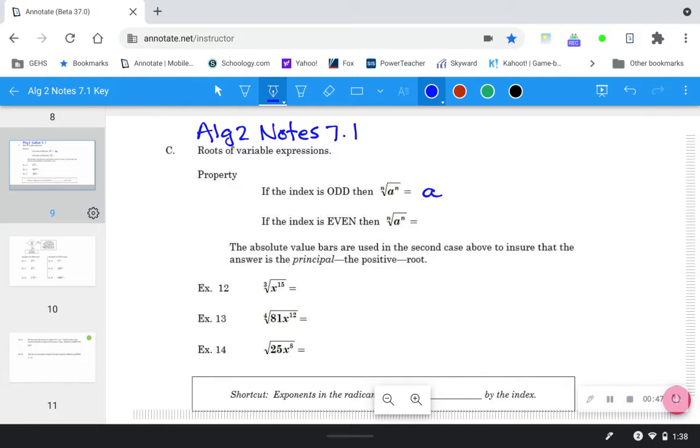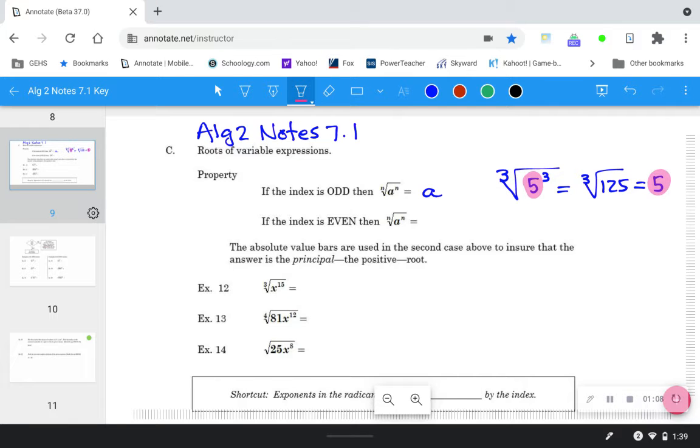To illustrate that, I'm going to give you a cube root here. The cube root of 5 cubed would just be the cube root of 125. That's 5 times 5 times 5. And that gives you your 5 back. So you can see that if a was 5 here, we'd get it right back.